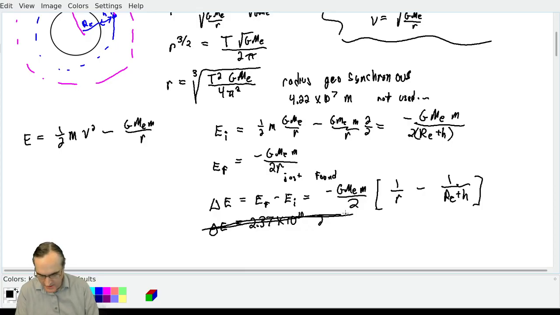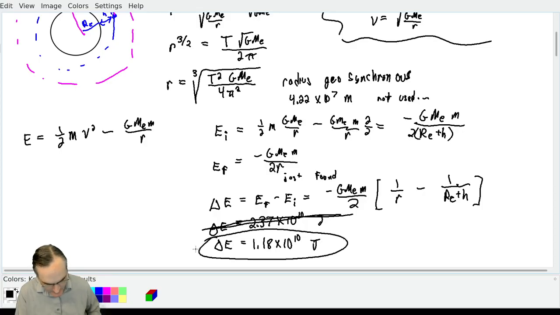So what's going on? I started going back through, and as I was checking other things, the first thing I checked is that the radius that I found for geosynchronous was right. And almost as soon as I did that, I found the missing 2. As soon as I found that, I knew what my problem was, and in theory, 2.37 times 10 to the 10 divided by 2 should be 1.18. Yep. So we get 1.18 times 10 to the 10th joules. Okay.